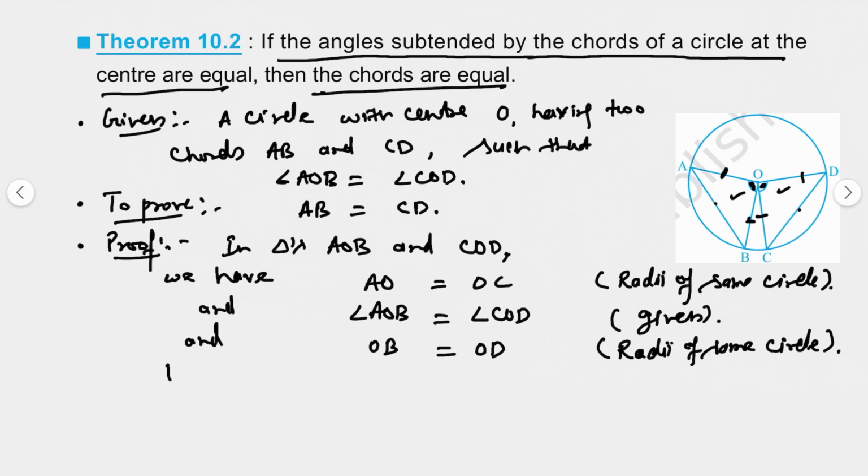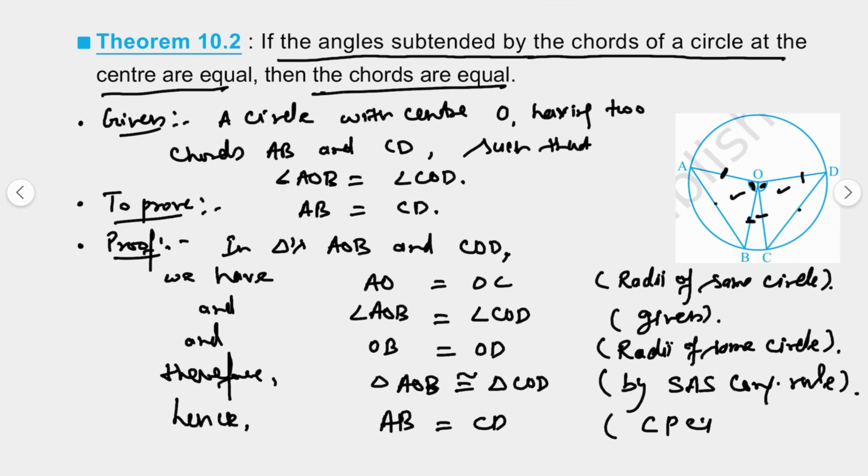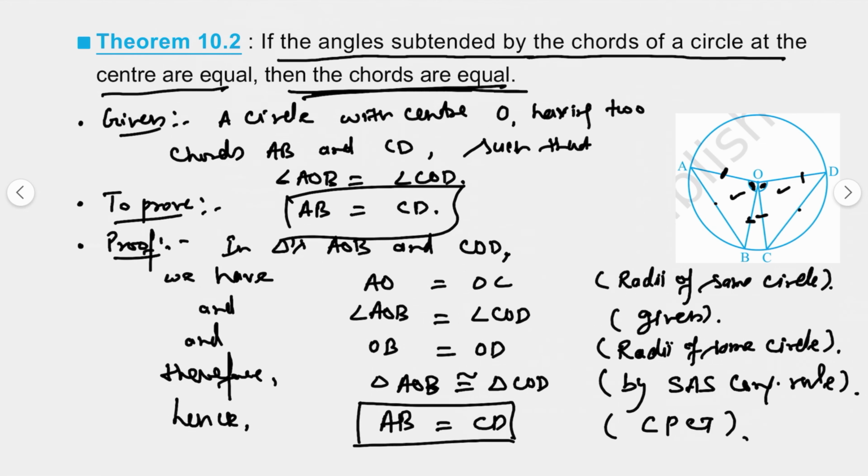So with that, what we got is, therefore, triangle AOB is congruent to triangle COD. This is by the side angle side congruence rule. Hence AB will be equal to CD. This is by CPCT, corresponding parts of congruent triangles are equal. And this is what we were asked to prove here, that the chords are equal. We have proved that AB is equal to CD.